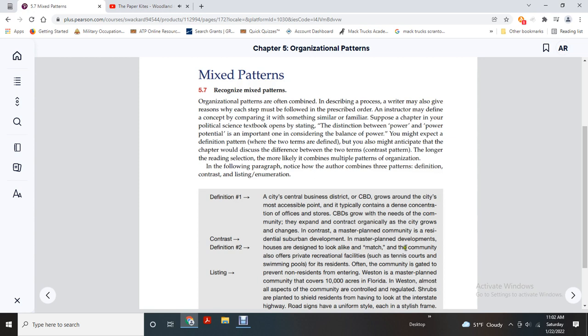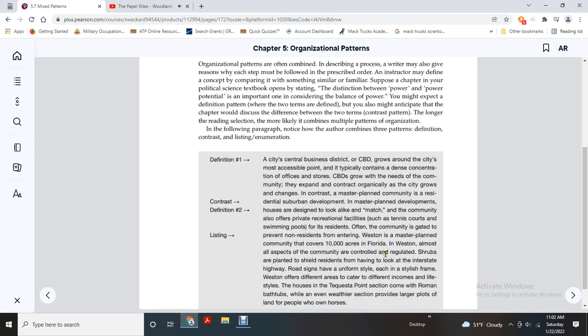Houses are designed to look alike, matched communities, but also with private recreational facilities such as tennis courts and swimming pools for residents. Often the community prevents non-residents from entering. This one covers 10,000 acres in Florida. Almost every aspect of the community is controlled and regulated. Shrubs are planted to shield the residents from the interstate, with road signs of uniform style. Different areas cater to different income levels and lifestyles, with a wealthier section providing large plots of land for owners' own horses.